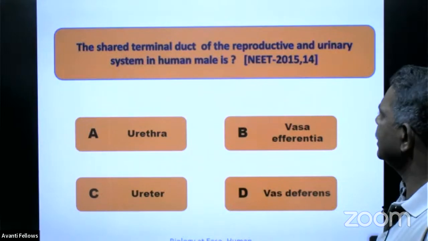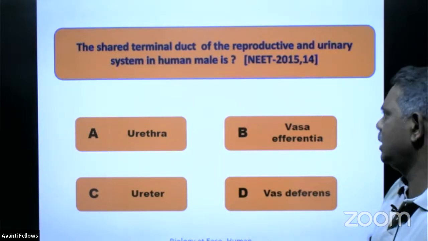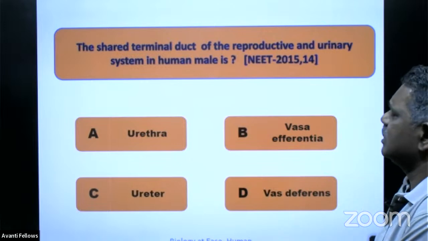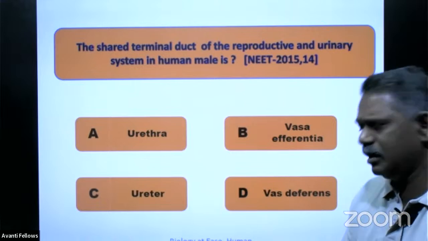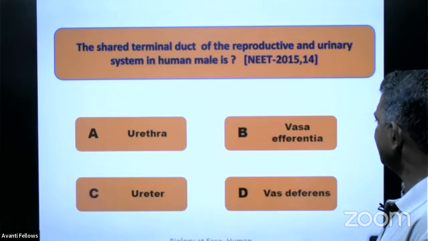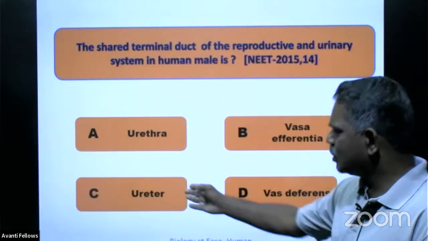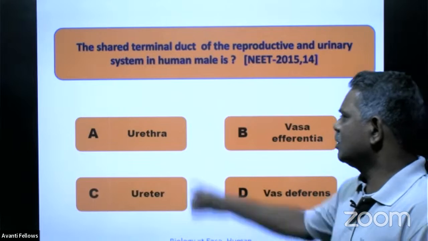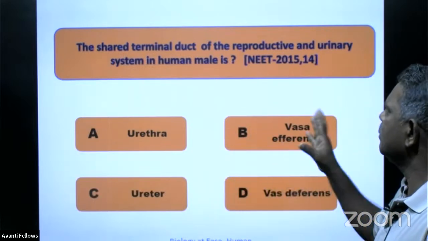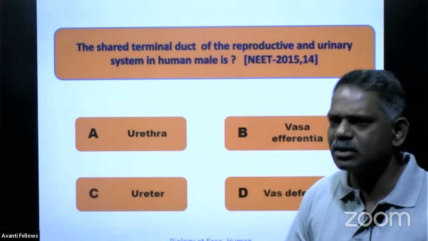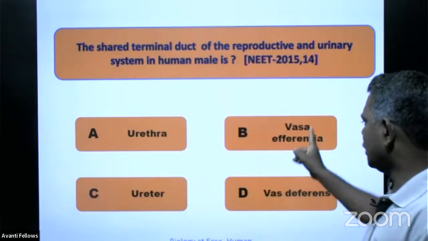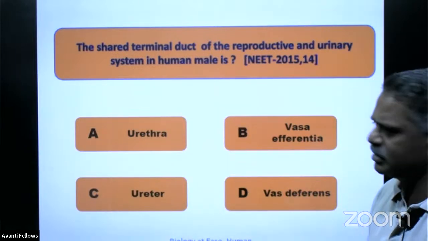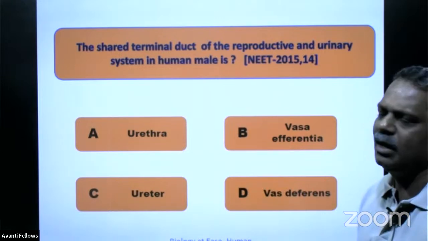What is the shared terminal duct of the reproductive and urinary systems in the human male? This duct is shared by the reproductive part as well as the urinary part. Options are A, urethra, B, vas efferentia, C, ureter, and D, vas deferens. Find the correct option. Is it A, B, C, or D?